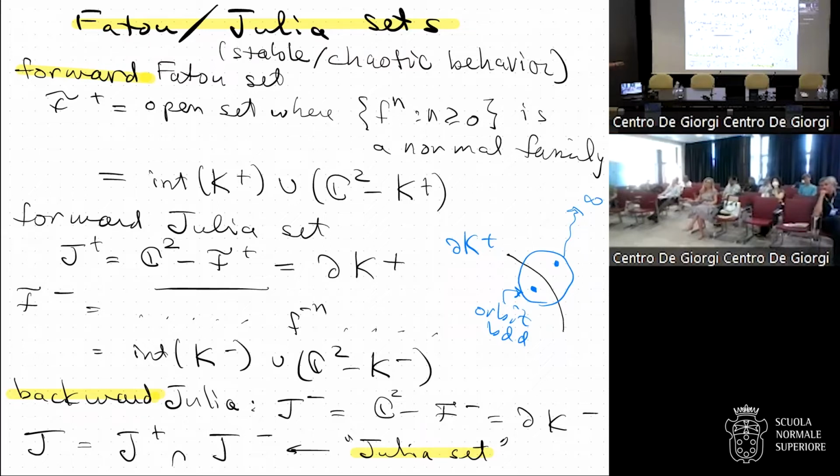Now, if I want to put in minus signs, then I just take the inverse map and I do the Fatou set for the inverse map and the Julia set for the inverse map. And so I get the backward Fatou set and Julia set. And then if we take the intersection of these two, we get something that could be called the Julia set. I mean, it is very justifiable to call this thing the Julia set.